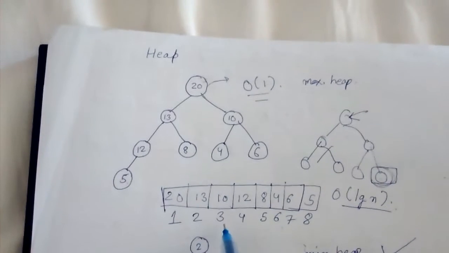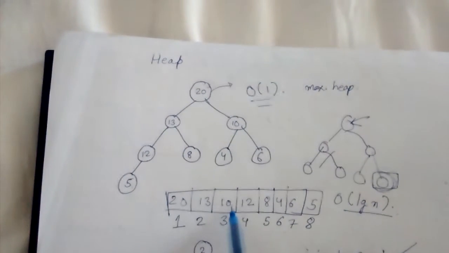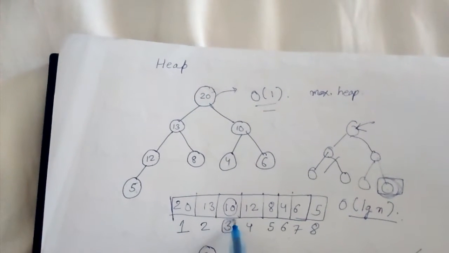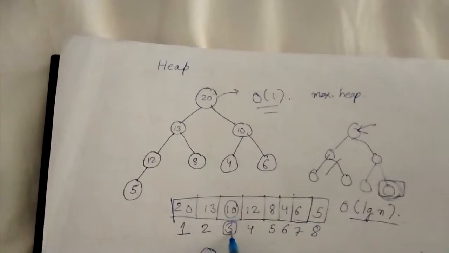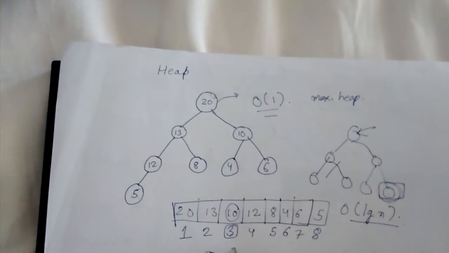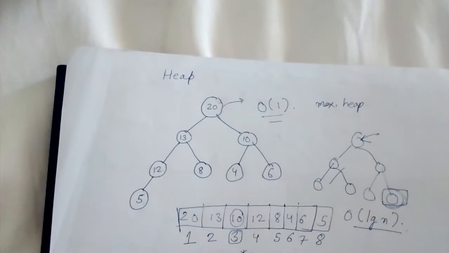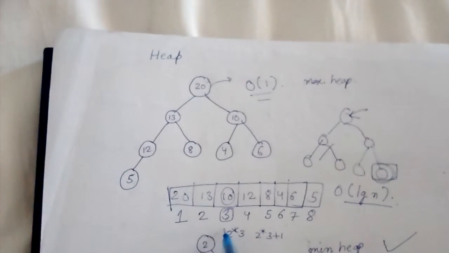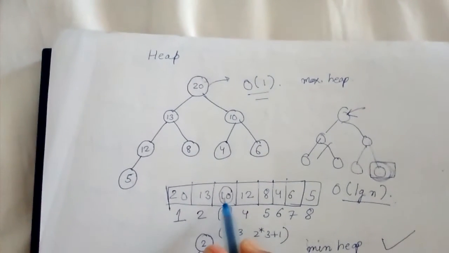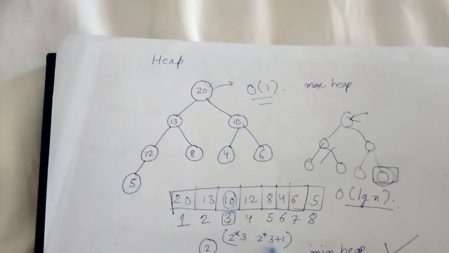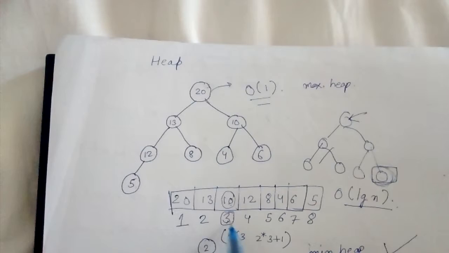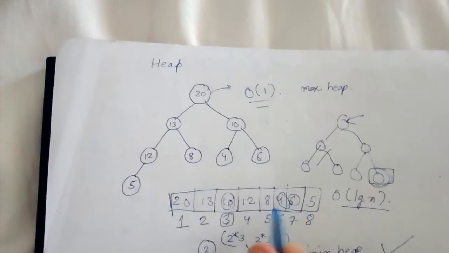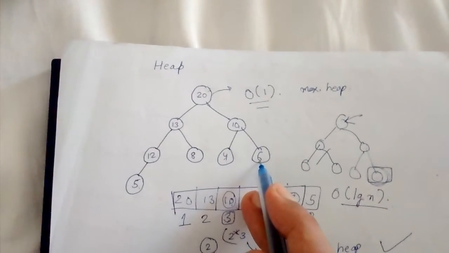So in this, if we want to go to the children of 10, then what we do is we just multiply 3 by 2. So 2 multiplied by 3 and 2 multiplied by 3 plus 1. These are the indices of the two children of the third element. So 6 and 7. So 4 and 6 are the two children of 10, which is actually the case.